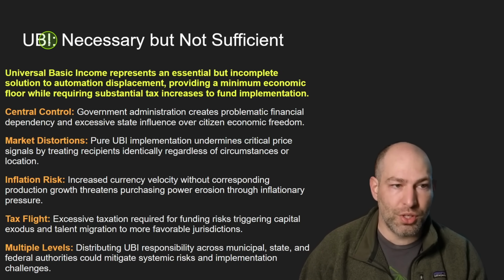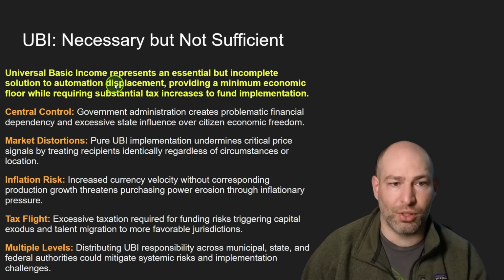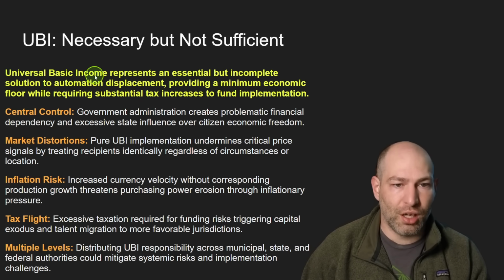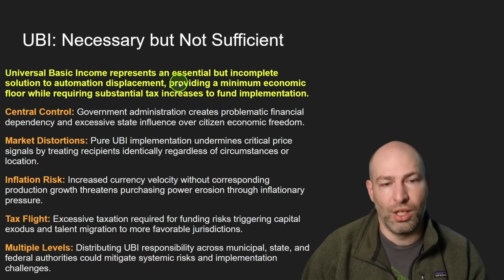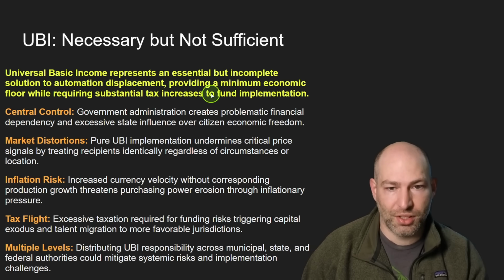So first and foremost, UBI: necessary but not sufficient. This is one of my most unpopular opinions with some people, so let's dive into it. Universal basic income represents an essential but incomplete solution to the automation displacement problem, providing a minimum economic floor while requiring substantial tax increases to fund implementation.